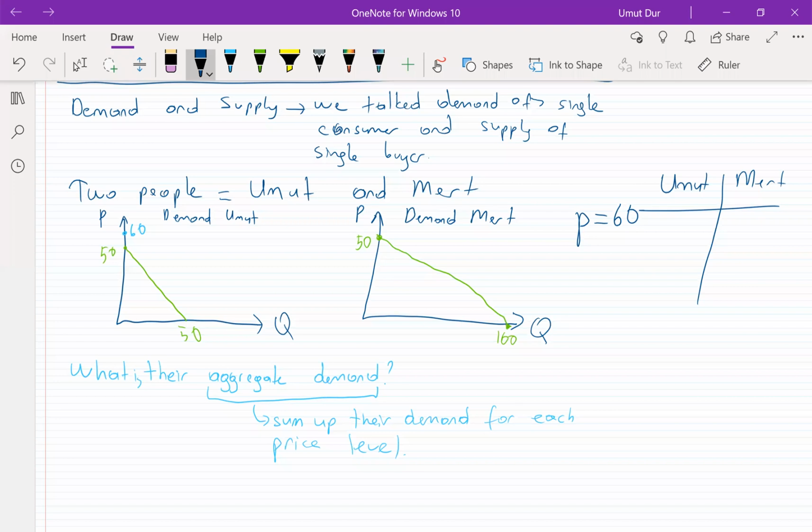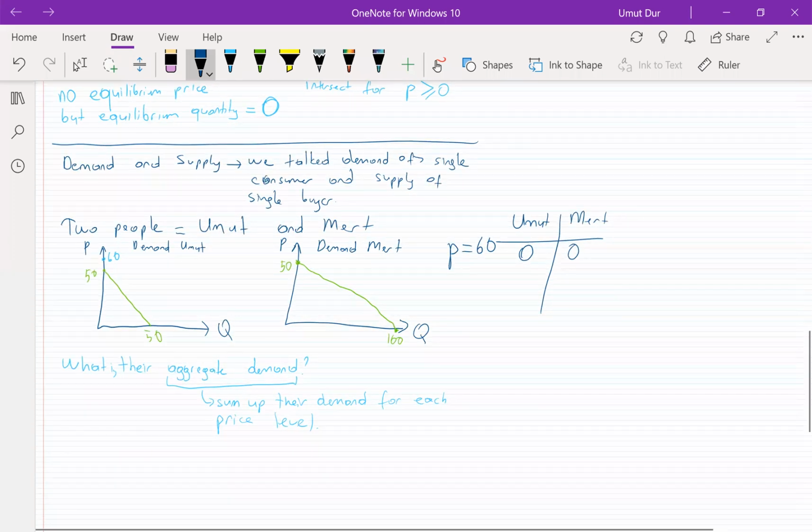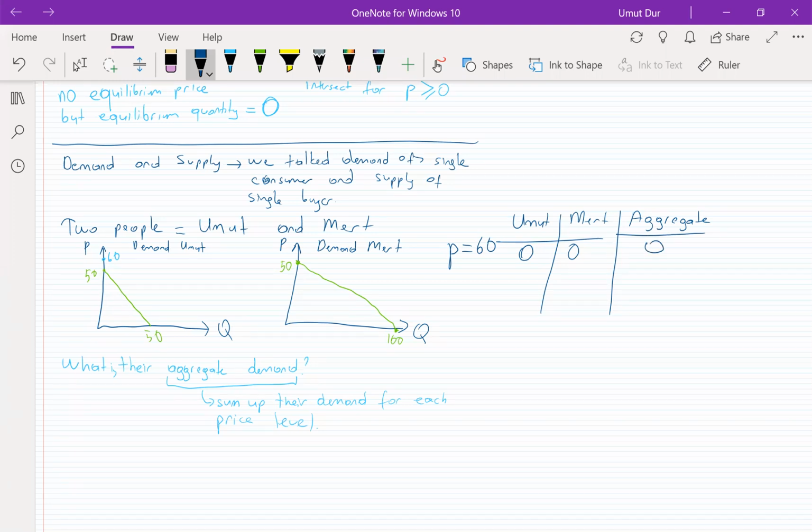If I keep the price level at 60, is there any demand in the market? There is none. Both guys demand 0 when the price level is 60, which means the aggregate will be 0. Since both of them are demanding nothing, the aggregate will be 0. So when price is 50, is there a demand in the market?